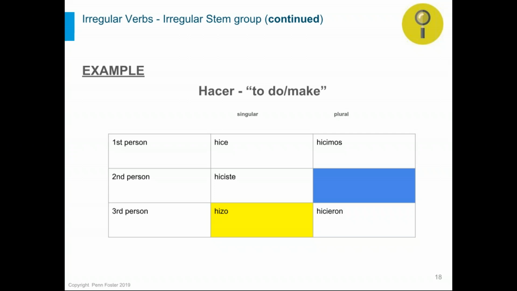Okay, again, no accents. That's the set of endings we had when I introduced this group. Hice, first singular, and hizo, third singular, take those AR endings, quote unquote. And the other three, hiciste, hicimos, and hicieron, take the ER-IR endings. So again, quite unusual, very, very much irregular.